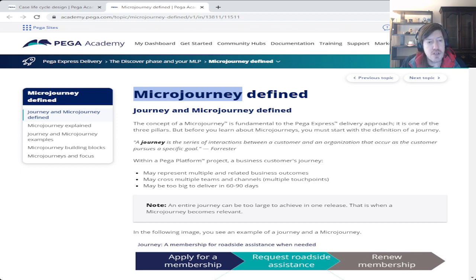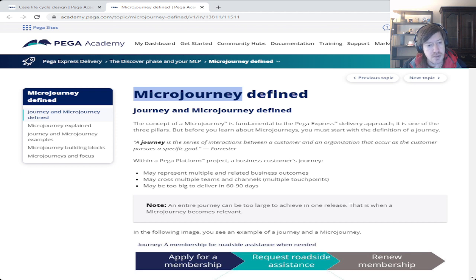Okay, so we got the microjourney defined. Journey and microjourney defined. The concept of a microjourney is fundamental to the Pega Express delivery approach. It is one of the three pillars. But before you learn about microjourneys, you must start with the definition of a journey. A journey is a series of interactions between a customer and an organization that occur as the customer pursues a specific goal. I mean, that's not the true definition of journey.